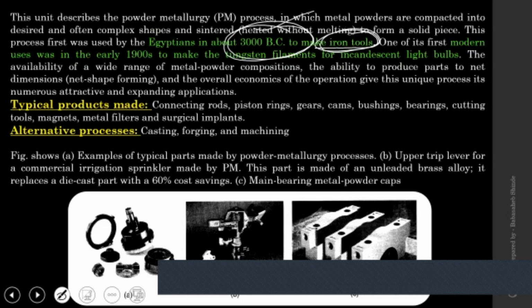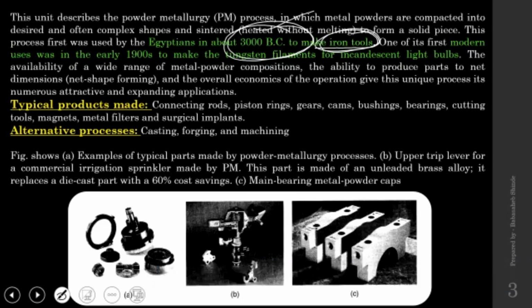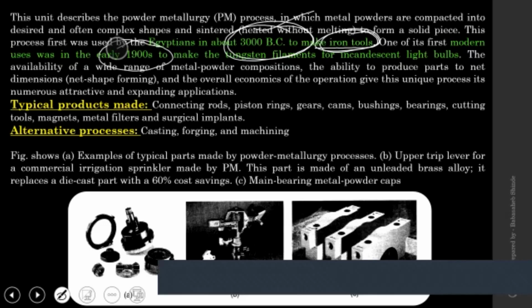But when we started using it for some better applications, that was in the early 1900s when we invented the electric bulb. The filament of that electric bulb was made by using this powder processing technology. That was the first advanced application of powder metallurgy.